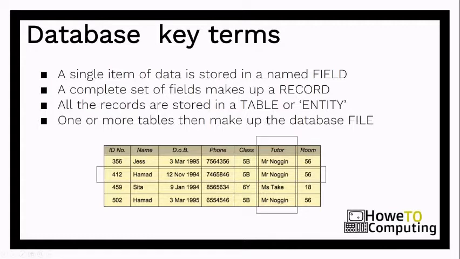So these are the key terms within a database. We have key terminology. We have a field, which is this one here. A field is one complete column of your database in the table. A record is a complete picture of one person, so a complete row. All the records are stored in a table, or this whole table is called an entity.